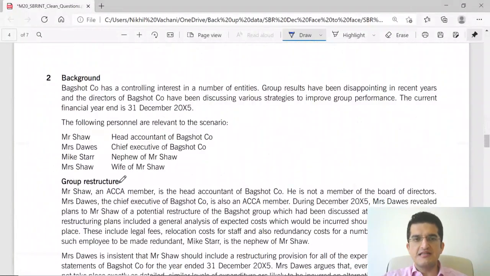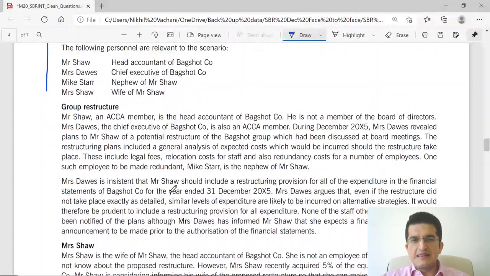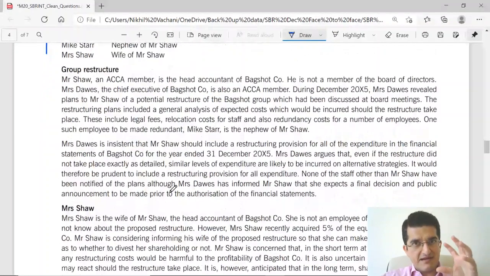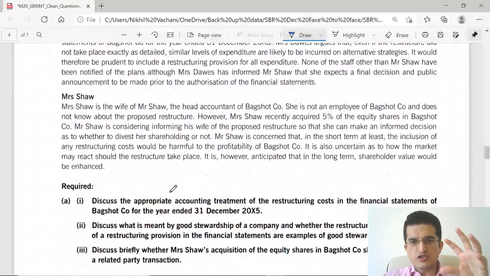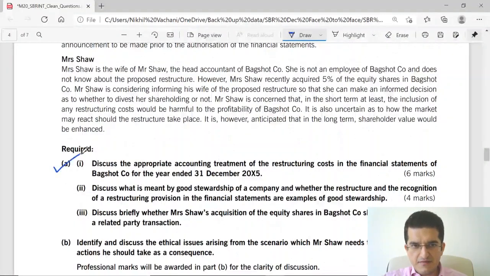So let's have a look here. They'll give you the background, which sets up the question for you. They have, of course, quite a few paragraphs happening. Like always, focus on reading the requirement first. They'll first ask you for the accounting element. Once you've discussed the accounting element, well, in this case, whether it was to do with restructuring or to do with related parties, there could be any accounting standards, then we go and discuss the ethical issues.